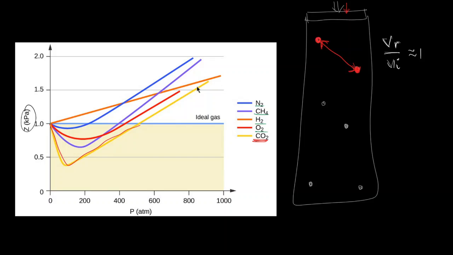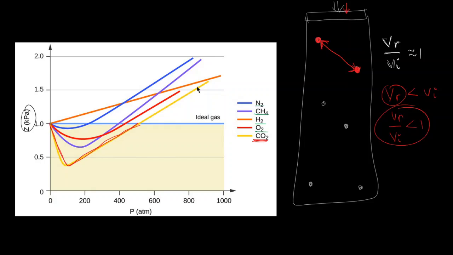So since attractions are there in the case of some values of the pressure, the V real in that case is going to be lower than the V ideal. That's the whole point of having an attractive force acting. And so then VR over VI, the compressibility factor, is going to be lower than 1. And so that's what you see for carbon dioxide.